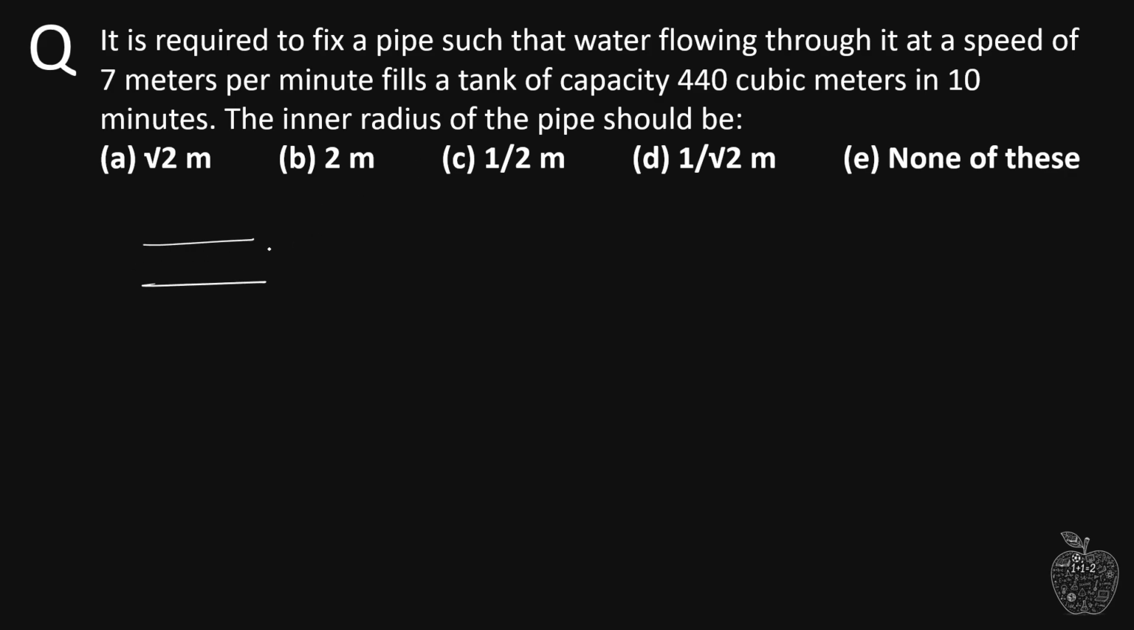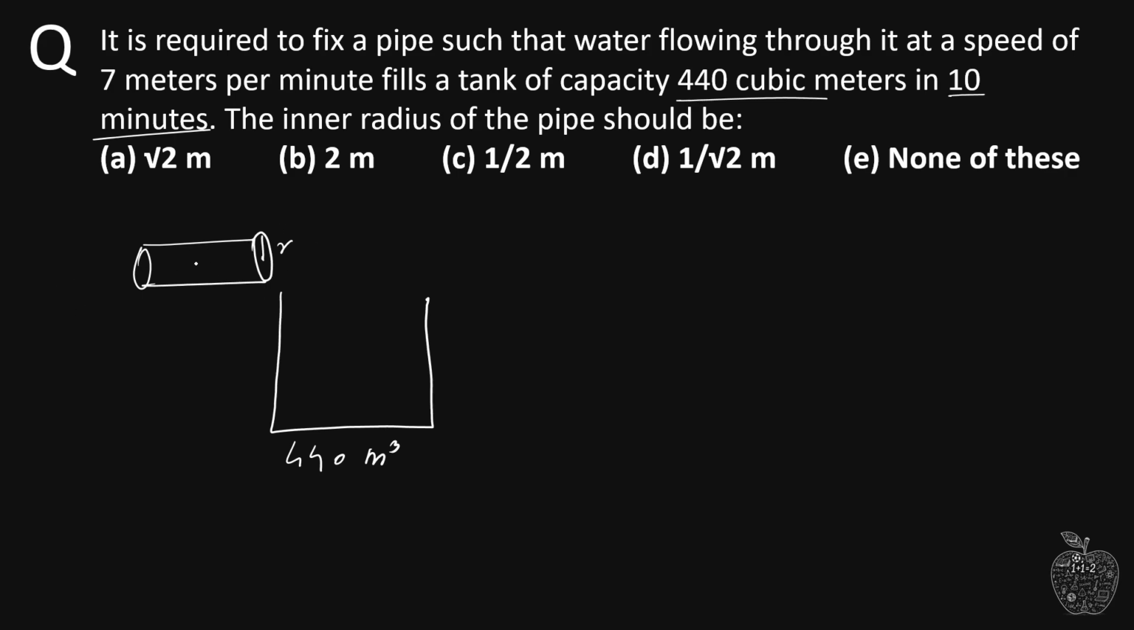Okay, so there is this pipe, and let's say r is the radius of this pipe, and this pipe is filling this tank whose capacity is given to us as 440 cubic meters. We are given that this pipe fills this tank in 10 minutes. The inner radius, so we have to find out the value of r here.